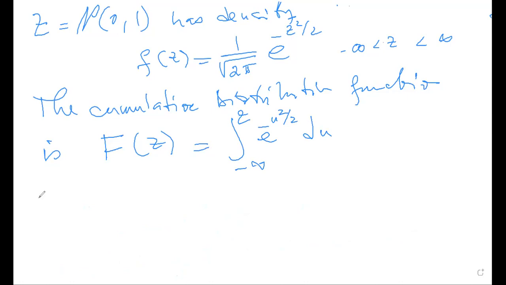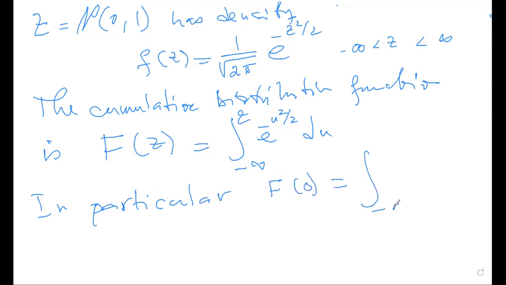In particular, f of 0 equals the integral from negative infinity to 0 of e to the minus u squared over 2 du, with the constant. Can you show that this is equal to half? You can show it in many ways. You can know that this is a symmetric function and the total area under the curve is 1. So half of it should be one half, naturally.